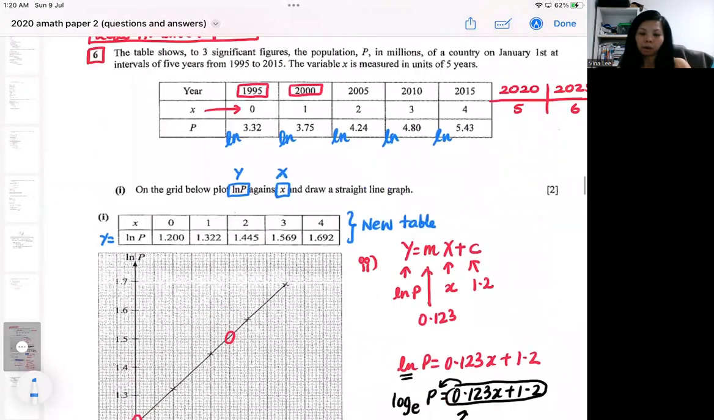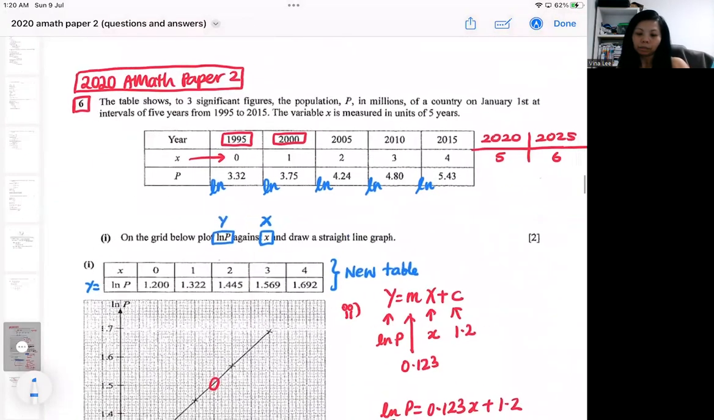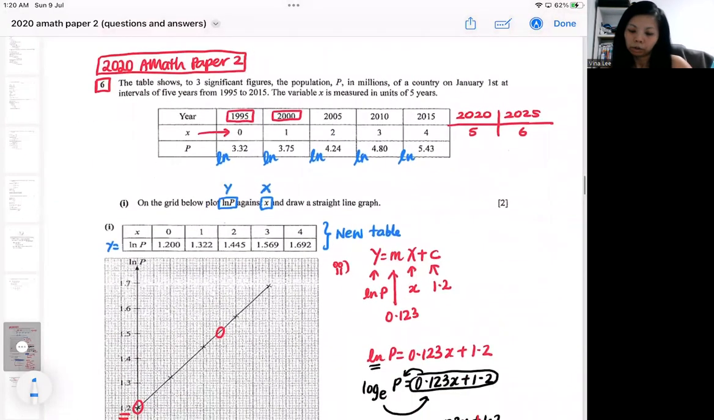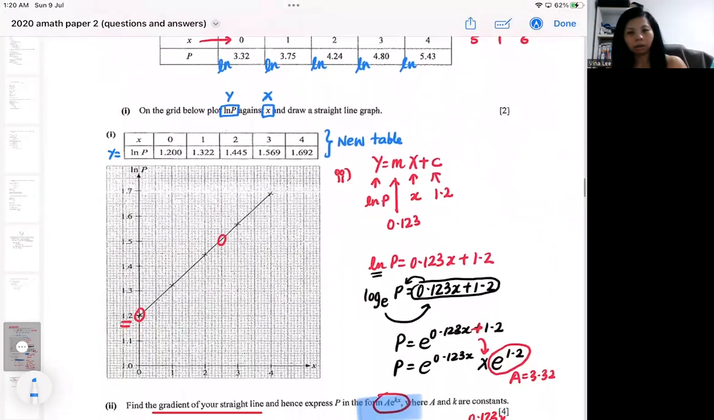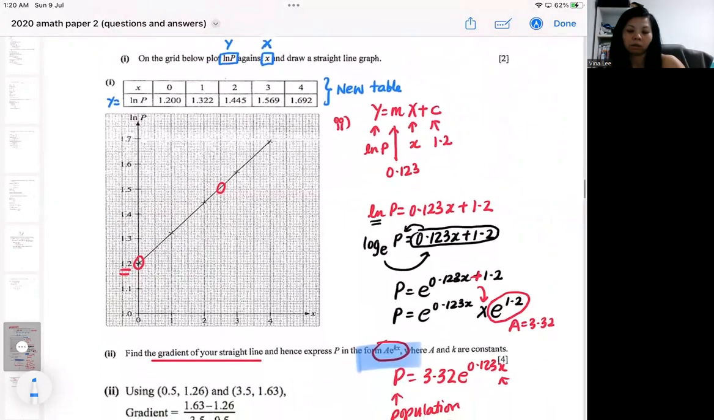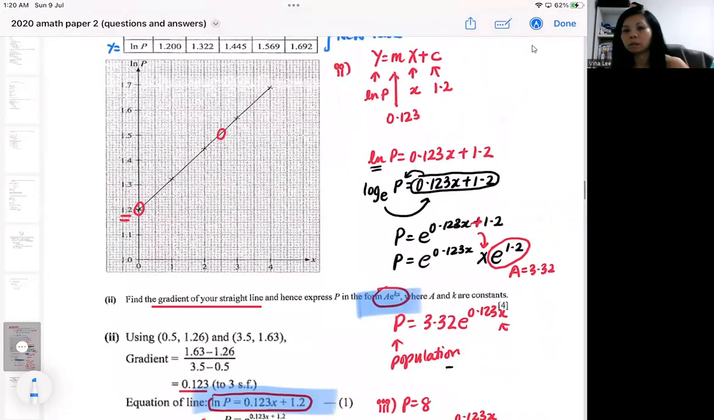There is some amount of log here. If you can get the straight line, get the gradient, get the intercept, put it back into the mx plus c format and do some log. Maybe the log is the more difficult part.